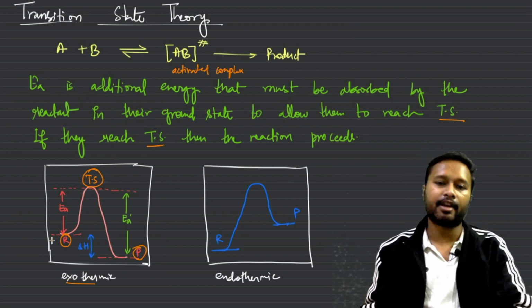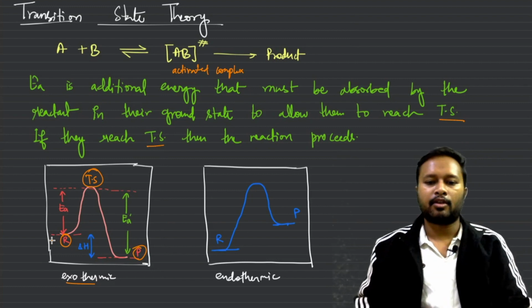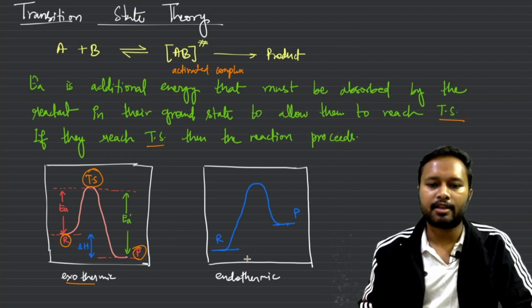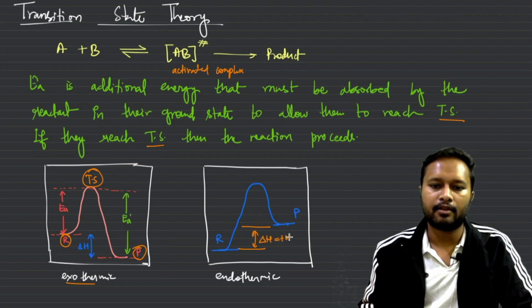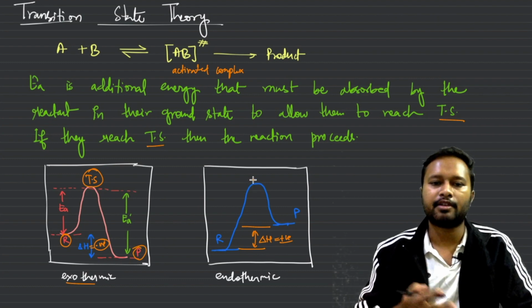Exothermic reactions have a negative delta H, right? The next one is the endothermic reaction. All the things will be the same except your delta H. Here delta H will be positive, and in the exothermic case delta H is negative. All right, the rest of the things will be the same, like the transition state and the activation energy.